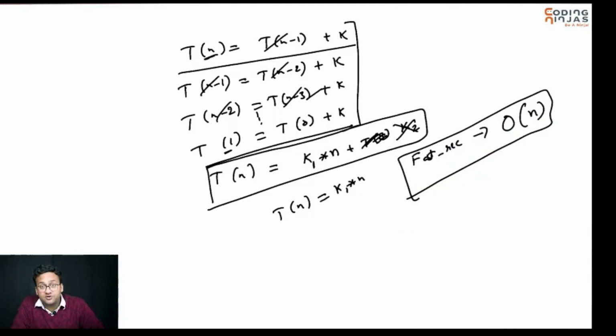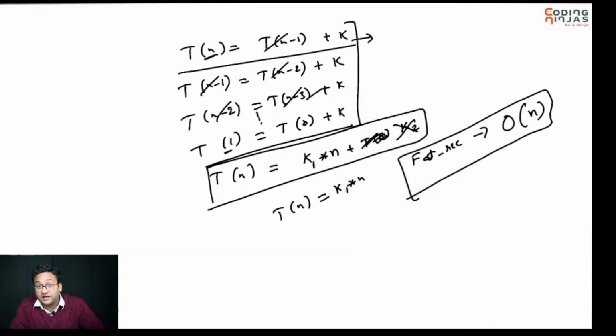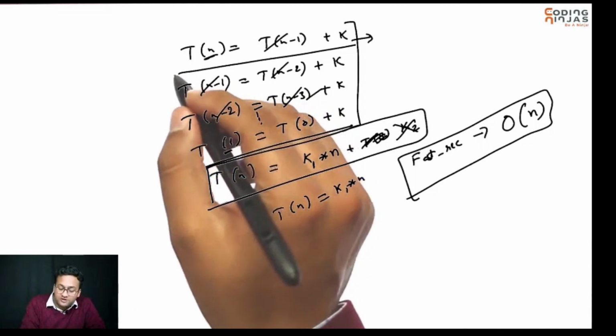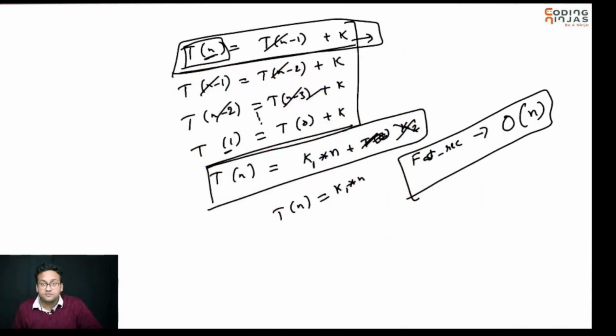How did we reach here? We were able to reach here by first writing this recurrence relation. Okay, so it's very important you write the recurrence relation correctly. The second step will be to solve this recurrence relation to find out Tn. Okay, perfect. Thank you.